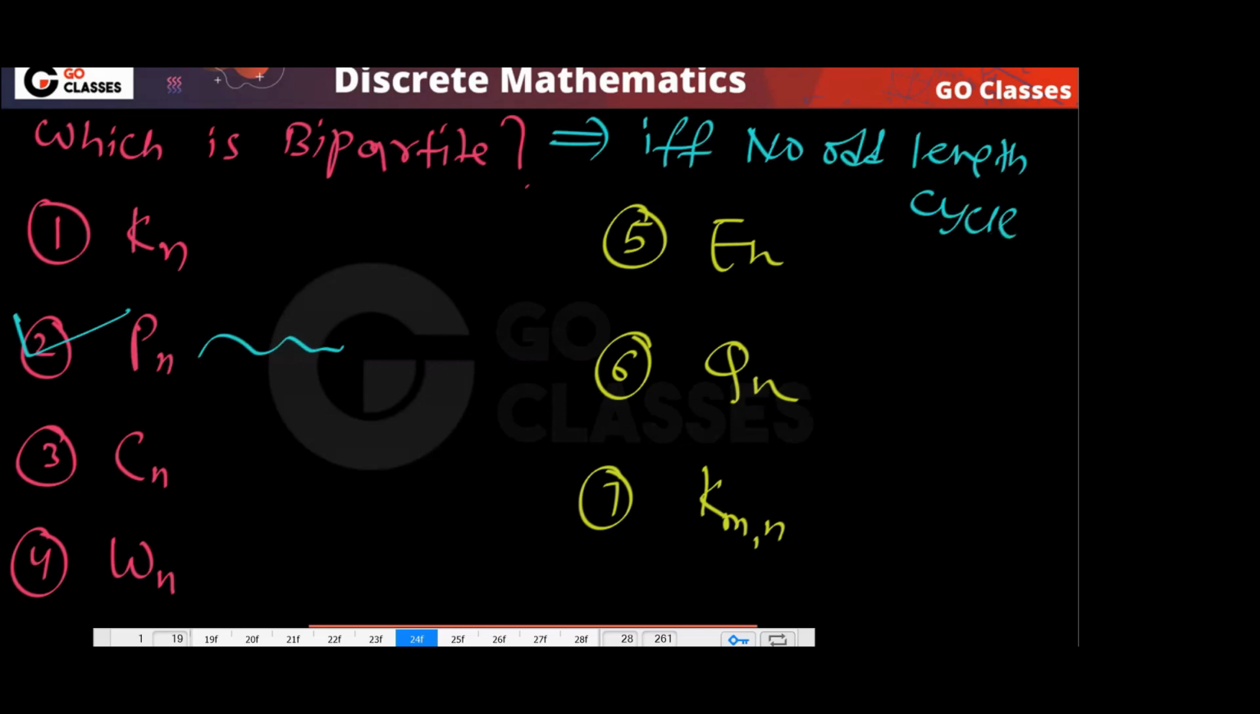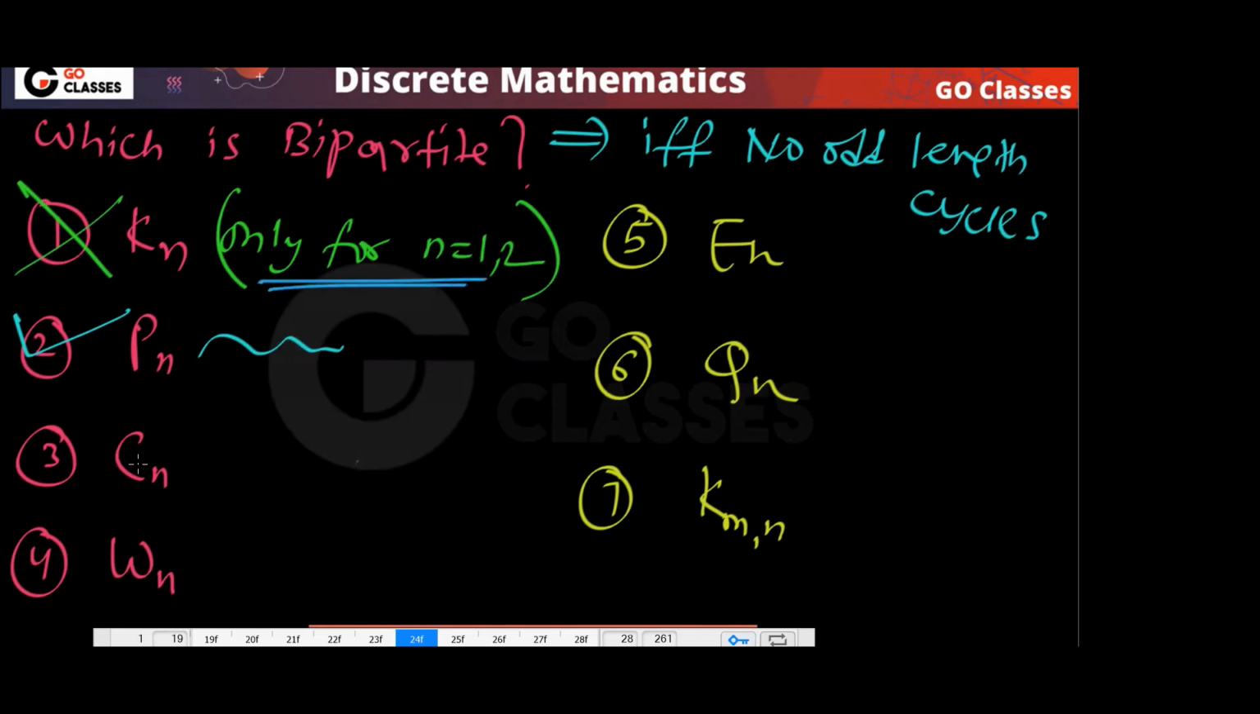Okay, this complete bipartite graph is bipartite. This is bipartite only for n equal to 1, 2. Else this is not bipartite. What about this? This is also not bipartite, only if n is even.